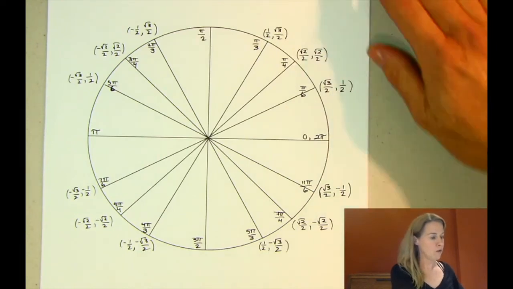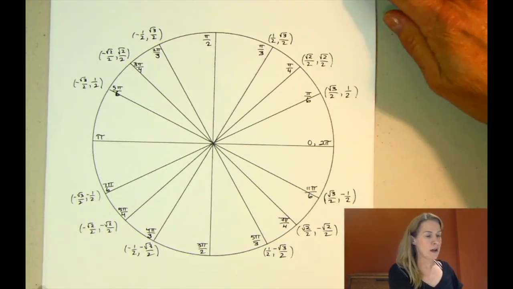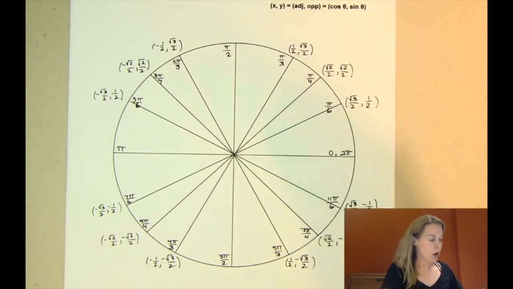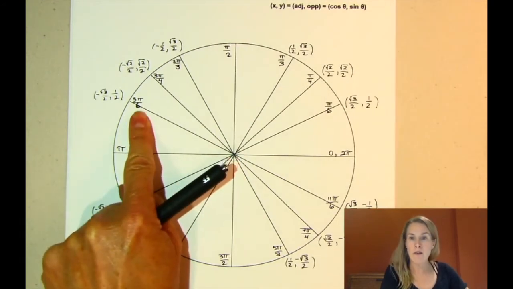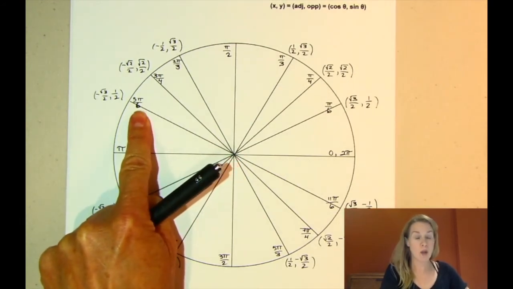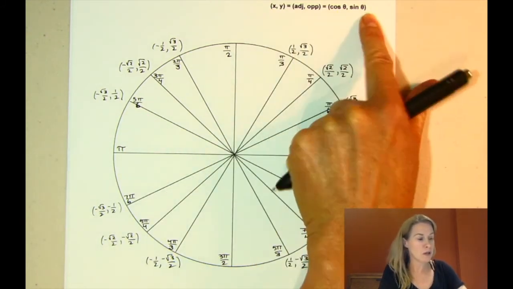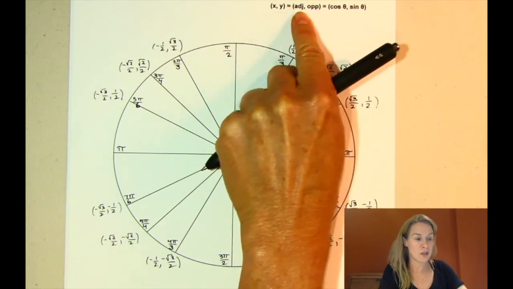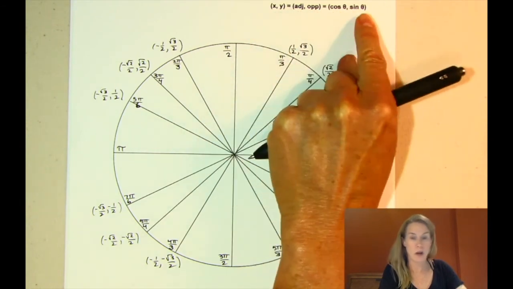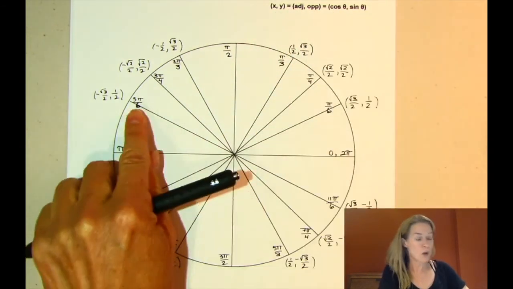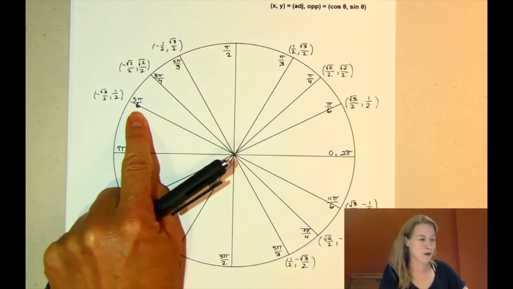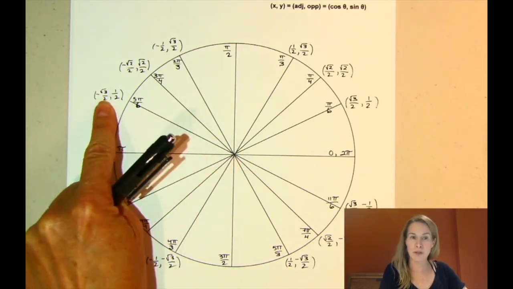So here I have the whole thing filled in. If I, for instance, wanted to know the cosine of 5 pi over 6, well, I know the cosine is affiliated with the adjacent side, which is the x value, and I have a handy little reminder here. So the x, y, that's adjacent, opposite, that's cosine, comma, sine. If I wanted cosine of 5 pi over 6, I know that that's negative root 3 over 2.